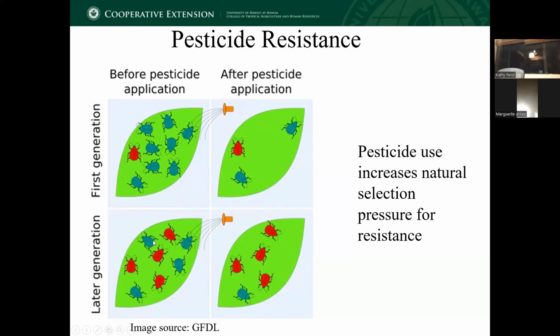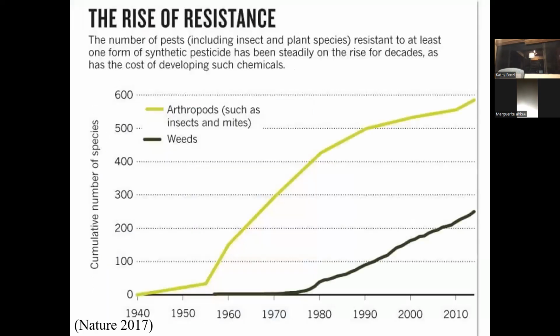Spray again, the weak ones die, and after time, you end up with a population that's almost entirely resistant individuals. So we're basically just speeding up natural selection pressure for that resistance. And this is just to show the tremendous rise in resistance. Of course, before the use of many pesticides, we wouldn't see much resistance, but starting in the mid 50s and onward, this accumulation of both weeds, that's the lower dark line, and then arthropods, such as insects and mites, that are resistant. This is a cumulative total.